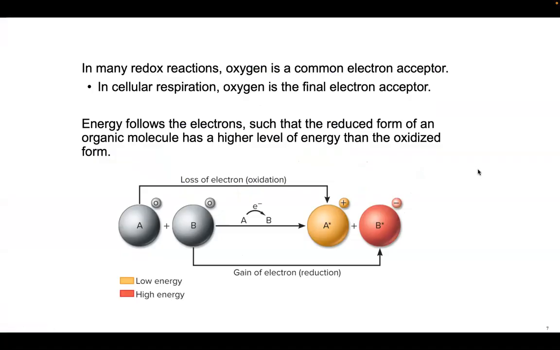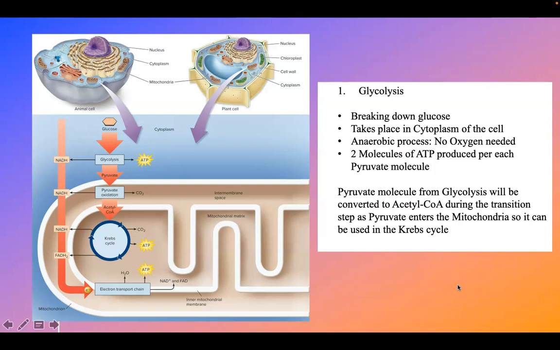In many redox reactions, oxygen is a common electron acceptor, and in cellular respiration, it is the final electron acceptor in the process. Energy follows the electrons such that the reduced form of an organic molecule has a higher level of energy than the oxidized form. So our reduced form will have a higher level of energy than the oxidized form.